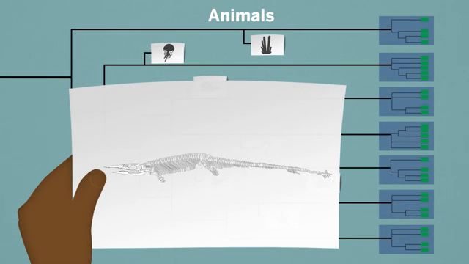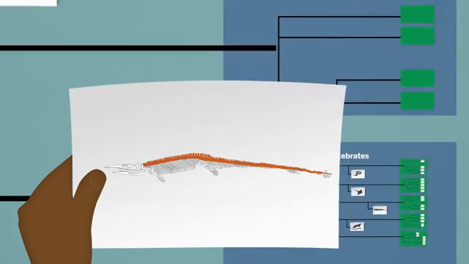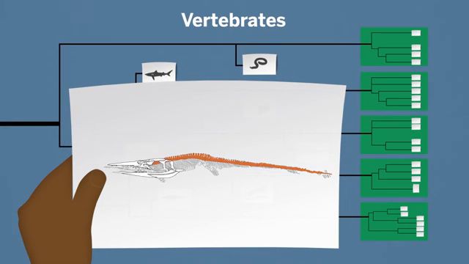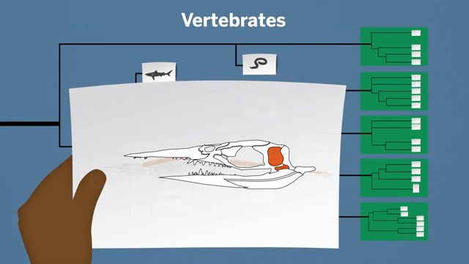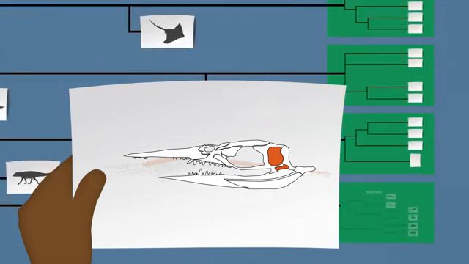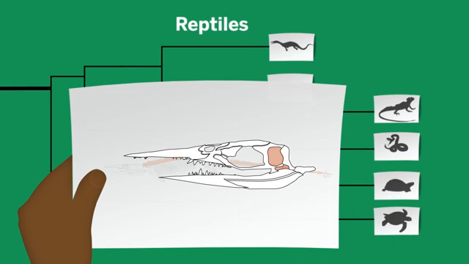It is clearly an animal, but looking more closely, we can see that it has a backbone. That's a diagnostic structure for the vertebrate group. It has two holes in the skull behind each eye. That's a structure shared by all reptiles and no other species, so we know it's in the reptile group.